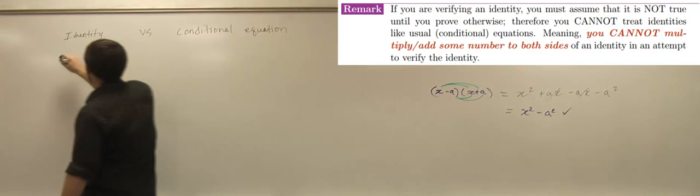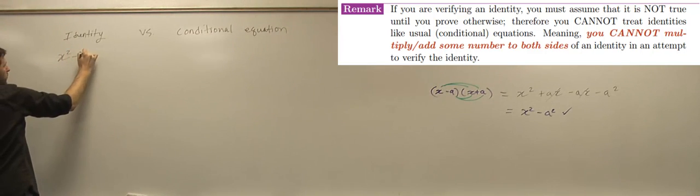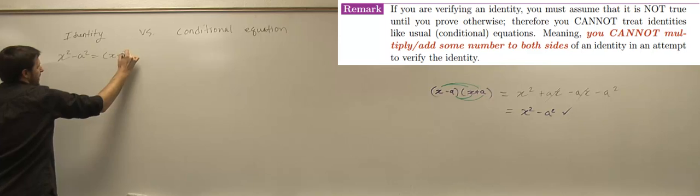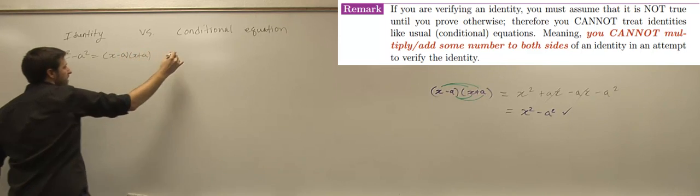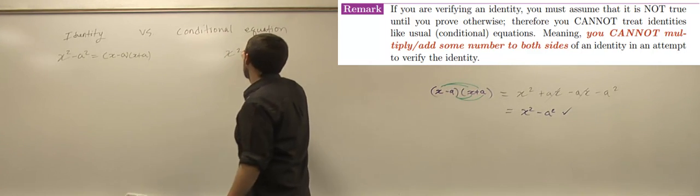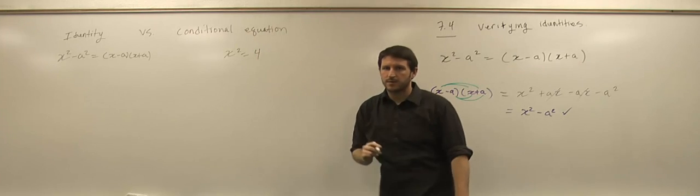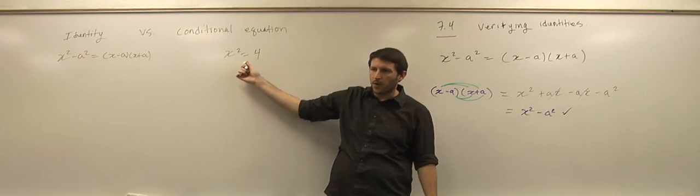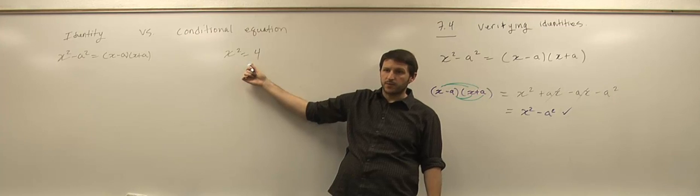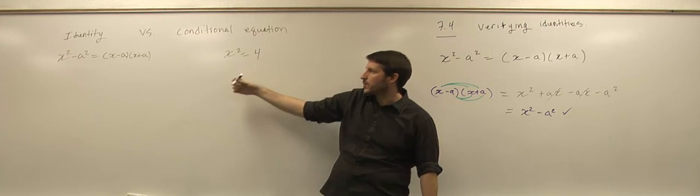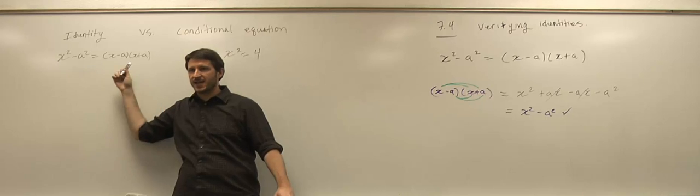This is an identity. x squared minus a squared equals (x minus a)(x plus a). This is a conditional equation. x squared equals 4. Right? x squared is not always equal to 4. It just happens to be equal to 4 in this equation that I wrote on the board. Whereas this is always true no matter what x and a you pick.